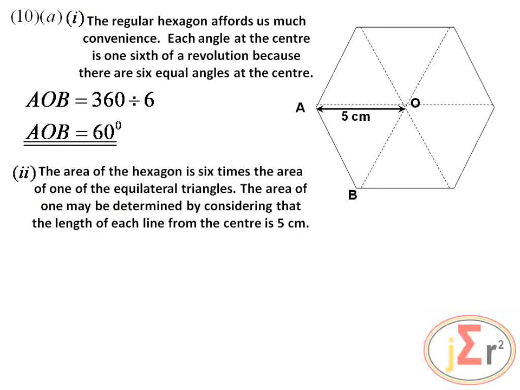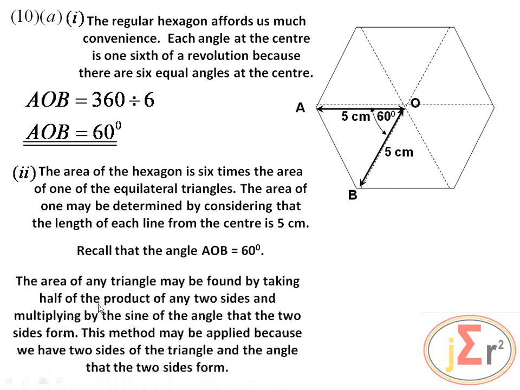The area of the hexagon is 6 times the area of one of the equal triangles. So we have 6 equal triangles, and the area of the entire thing is 6 times the area of each triangle. The area of one may be determined by considering that the length of each line from the center is 5 centimeters. So each one is 5 centimeters. And recall that the angle AOB is 60 degrees.